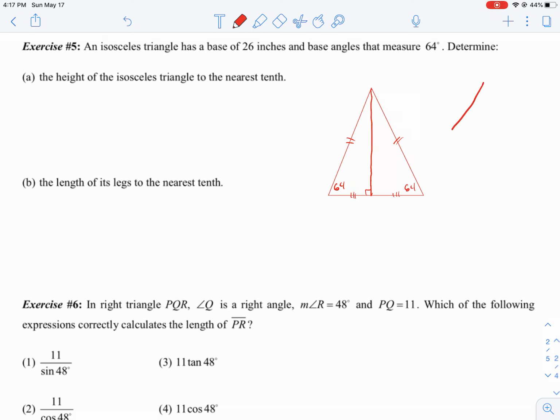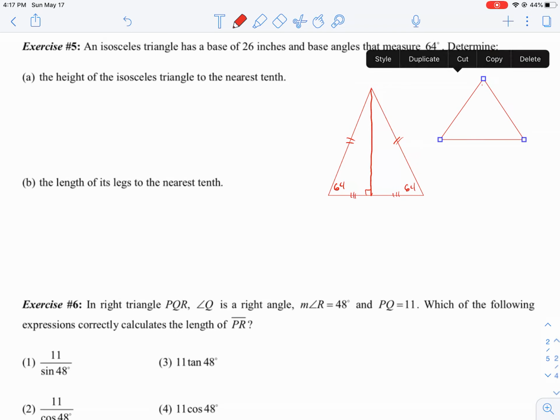This is only for isosceles triangles, and for equilaterals as well. You can take an equilateral triangle. Let me see if I can draw one here. Same process. If these are all equal sides here, it'd be the same thing. But that's only for equilateral and isosceles. So it's got a special property here. If we bisected that angle, it would also take you down and bisect this side on the opposite side as well. So it says the height of the isosceles triangle to the nearest tenth.